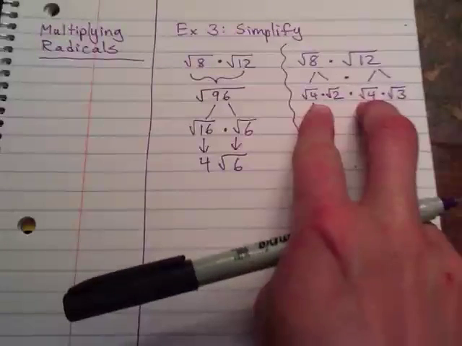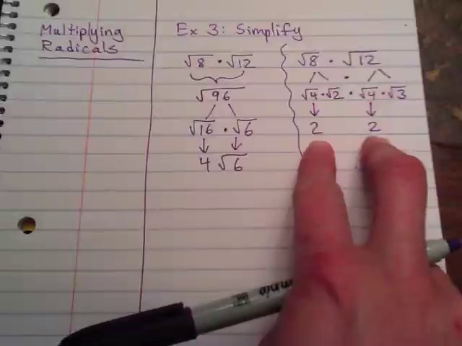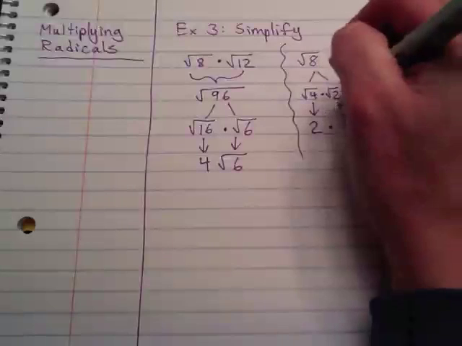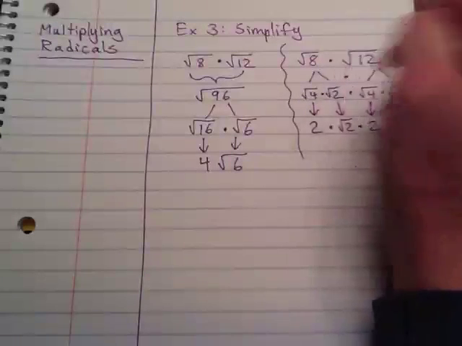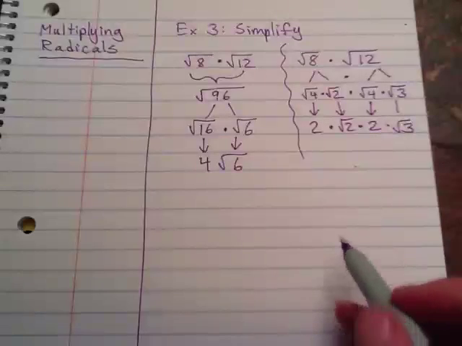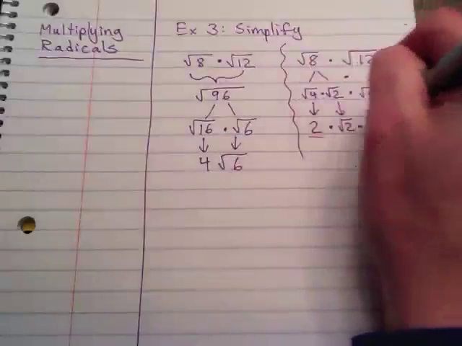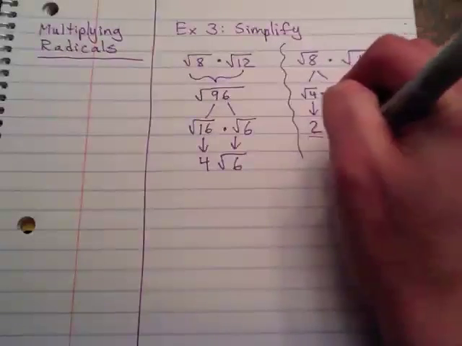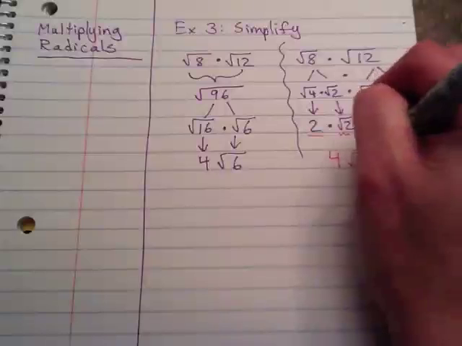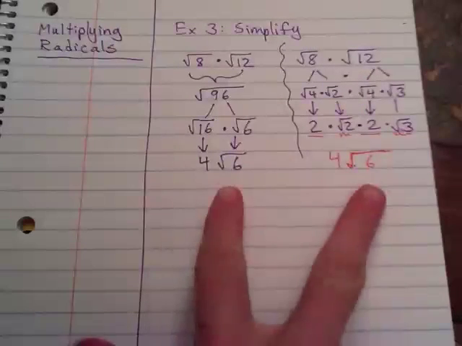But if these hadn't been perfect squares and they were matching, then you would just bring 1 down. Then I have a square root of 2 left and a square root of 3 left. So now I multiply the numbers on the outside of the radicand, which are 2 times 2. That's 4. And then I multiply what's inside, which is 2 times 3. And that's square root of 6. So same answer either way.